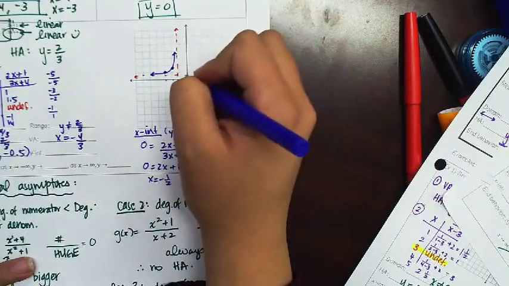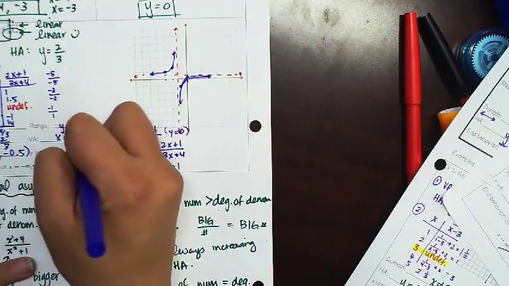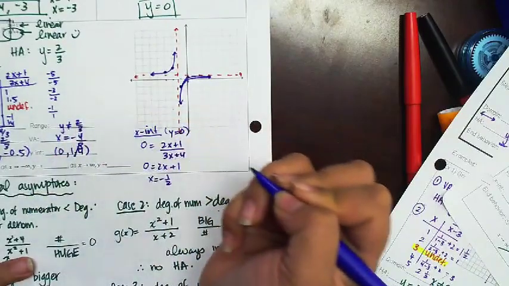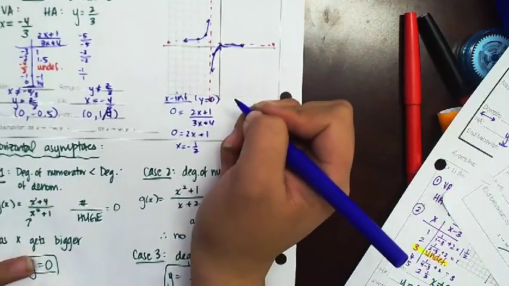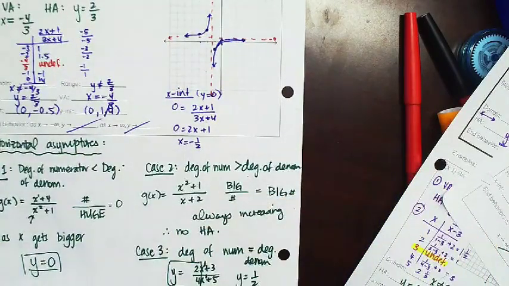For the y-intercept, I already found it. It was 0, 1/4, or 0, 0.25. And we don't have to do end behavior. Oh, yay, we did it.